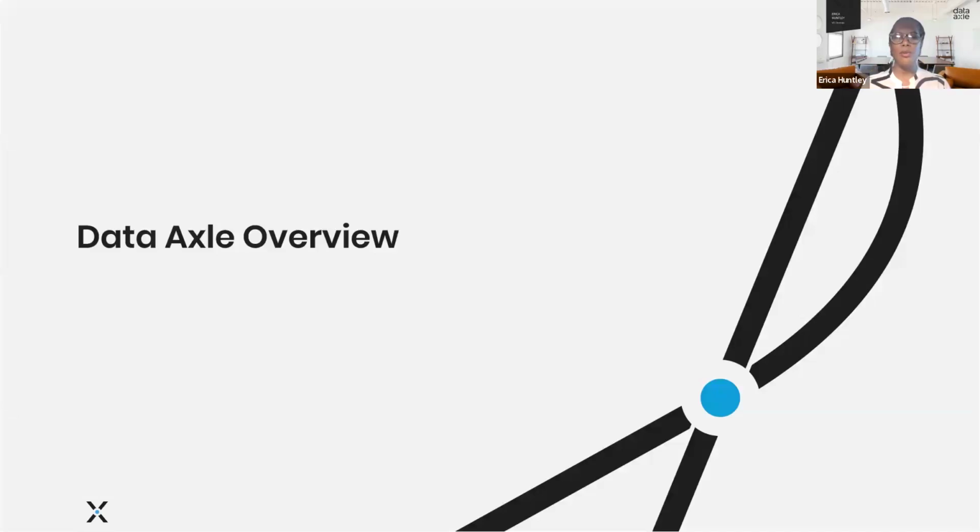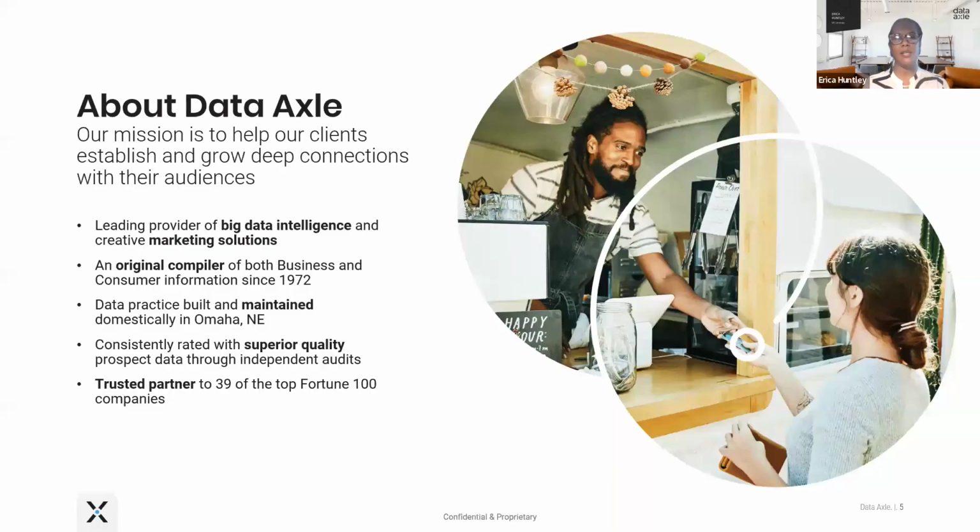All right, so let's take a quick look at the overview of Data Axle. So the essence of Data Axle, of course, is our data. And what's special about that is that we are and have been compilers of both business and consumer data for over 50 years. And so what that means is we actually have hundreds of people right here in the US who spend their day gathering and verifying data. And, you know, with a company that's invested so much in data like we are, you better know how to use it. So we're going to walk you through that today.